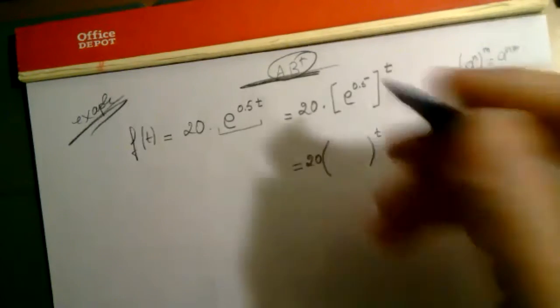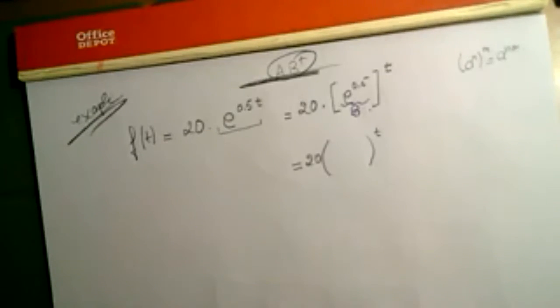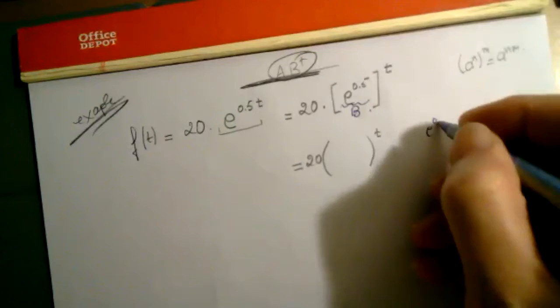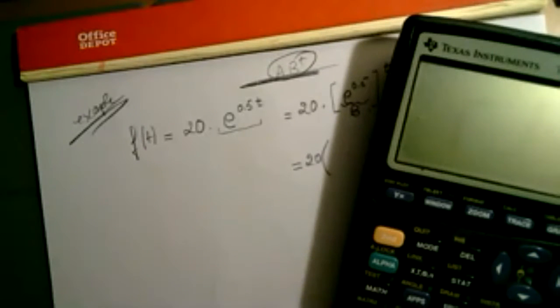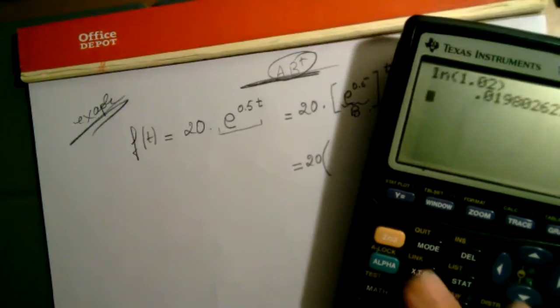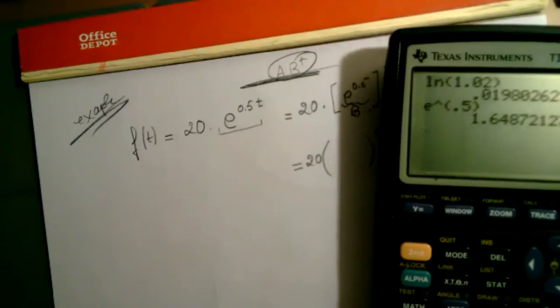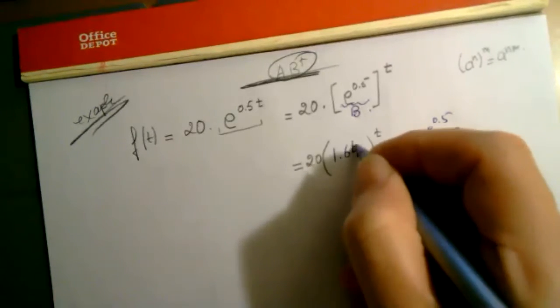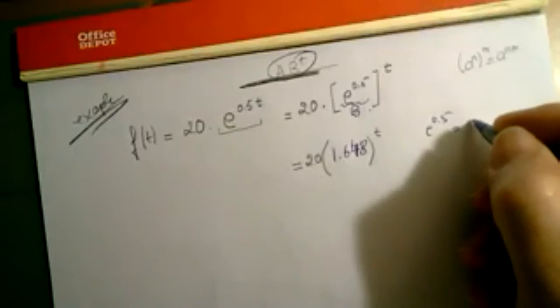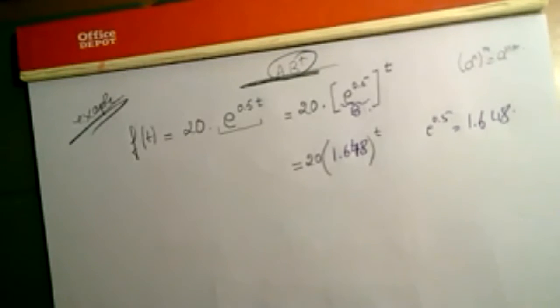This will be my b that I will be looking for. So if I compute e to the 0.5, I will get the following. I will do that on the side. e to the 0.5, I'm getting 1.648. So e to the 0.5 is 1.648, and that would be my b.